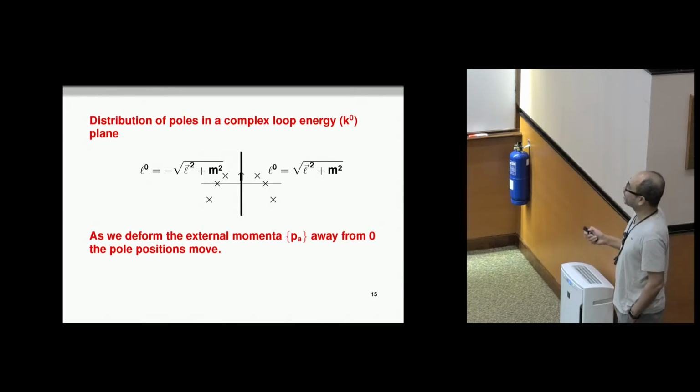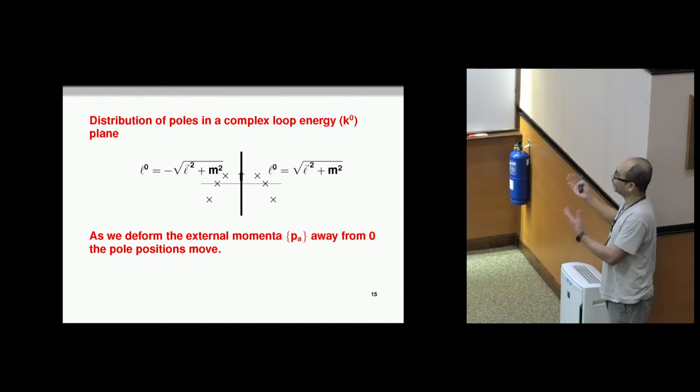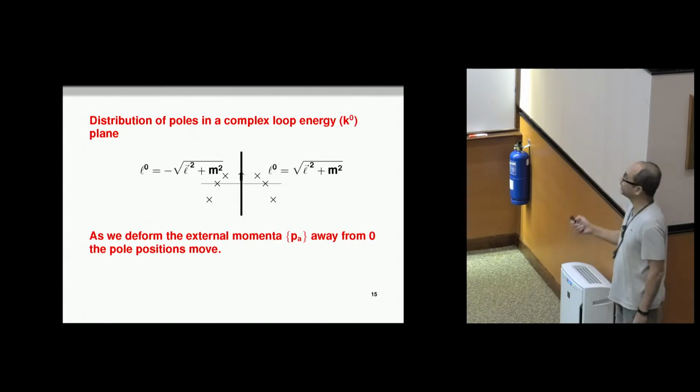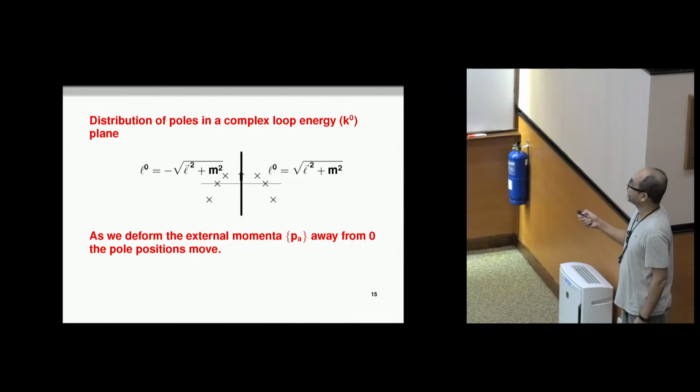And because we are taking these L's, the spatial components, to be real, these poles never mix. So the positive poles remain positive poles, negative poles remain negative poles, because this never vanishes.